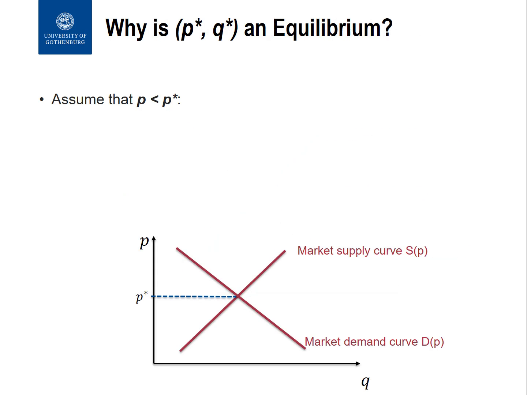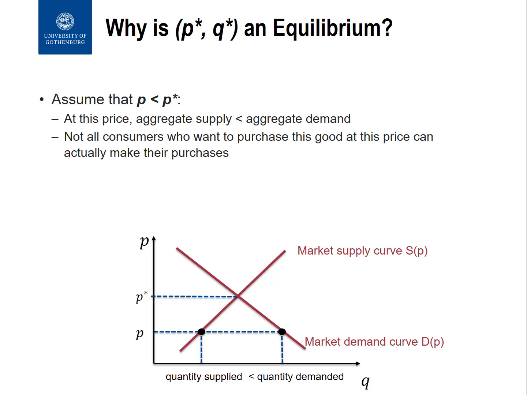A natural question which arises is, why is (P star, Q star) an equilibrium? Assume that the price is for some reason below the price P star. As you can see on the graph, at this price, the quantity supplied is smaller than the quantity demanded. So there is an excess demand at this price, which means that not all consumers who want to purchase this good at this price can actually make their purchase because there is not enough supply.